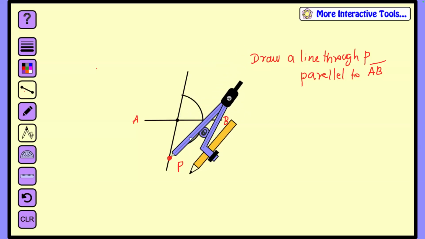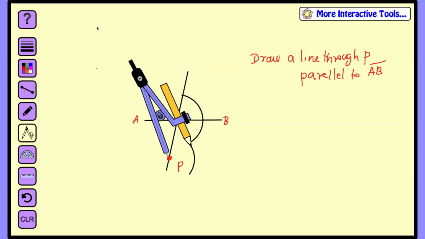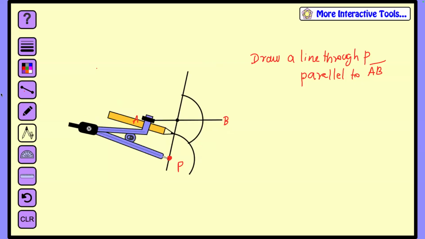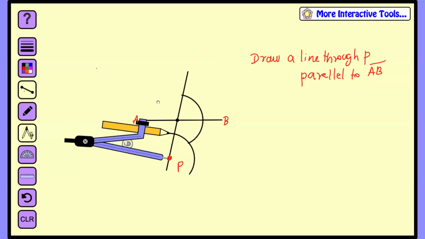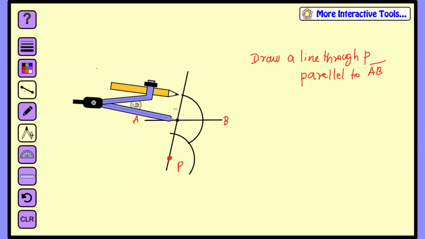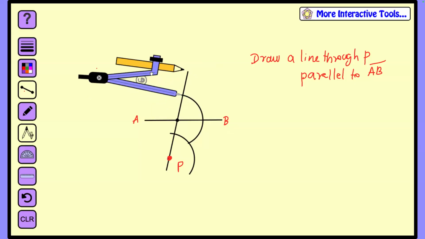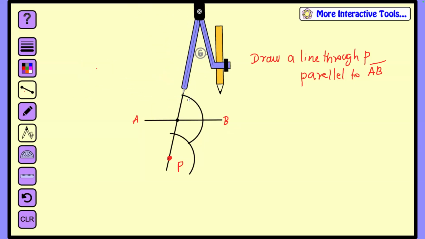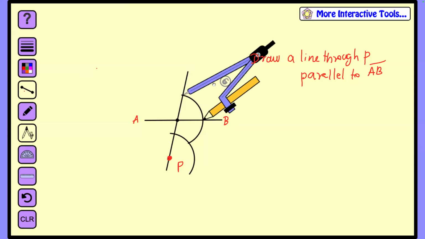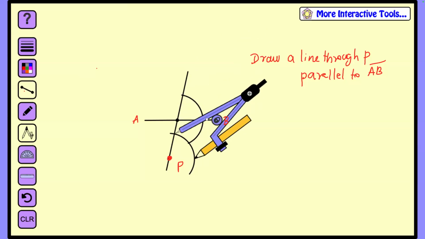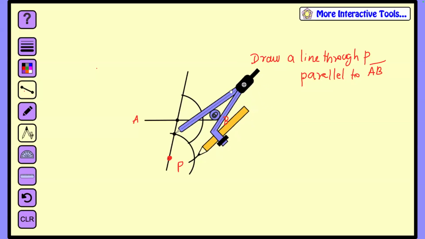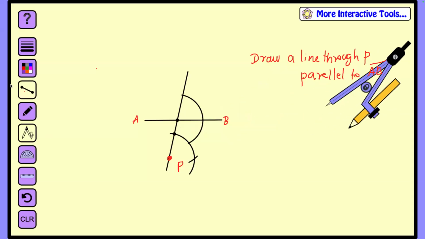Now I'll put it in here. For copying the angle, first I'll draw this, right? And then what do I do? Just like what I did for copying the angle, I will go here, and measure this angle. It's already unlocked. Lock it. Bring it in here. Copy the angle. That's all. Now take out the compass. So this is the line through P.